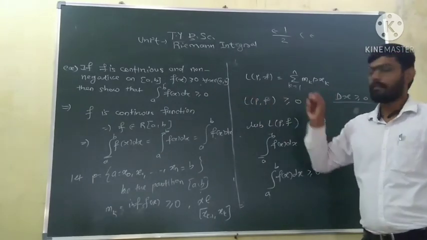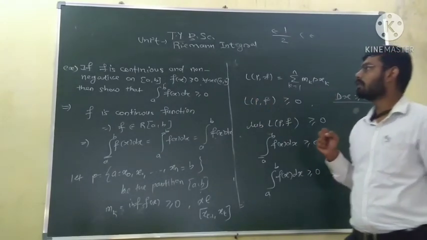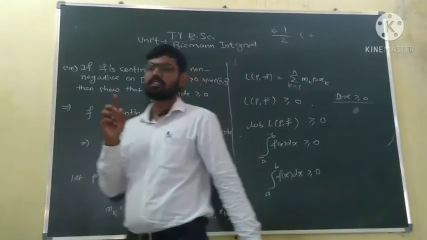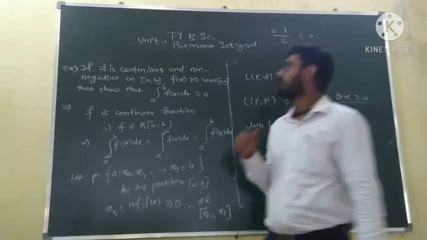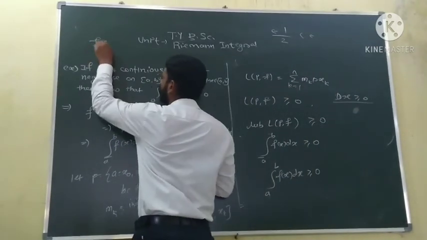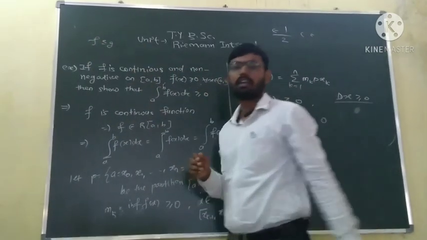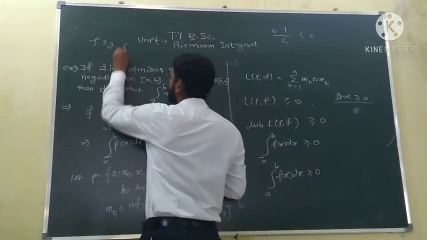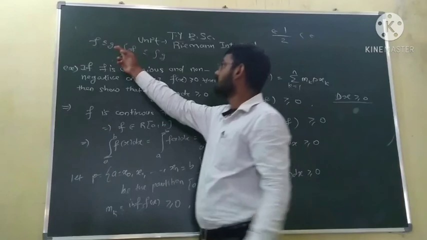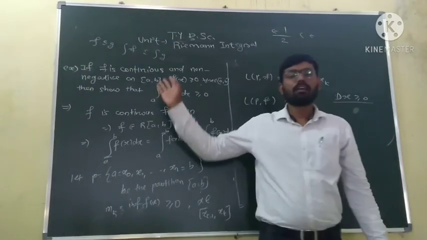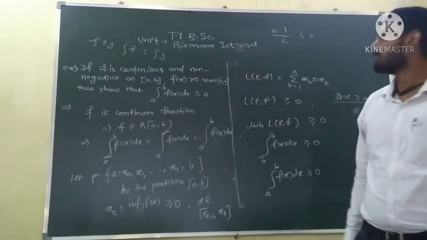So using the same idea, I will give you homework: prove that if there are two functions f and g, both Riemann integrable, and f is less than or equal to g, then the integral of f is also less than or equal to the integral of g, where f and g are Riemann integrable. Very easy, you can do it.